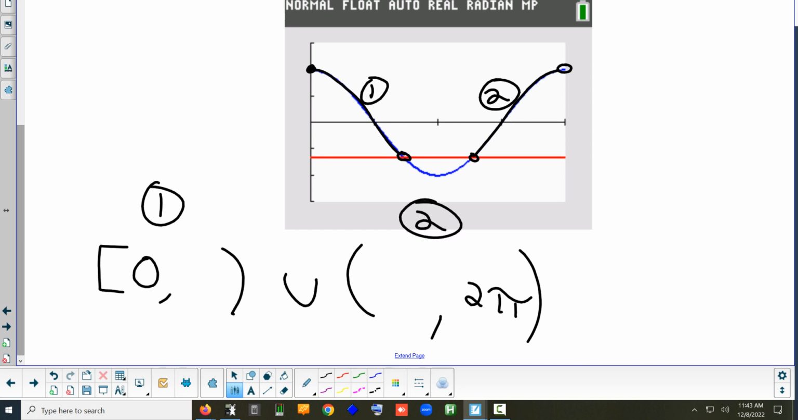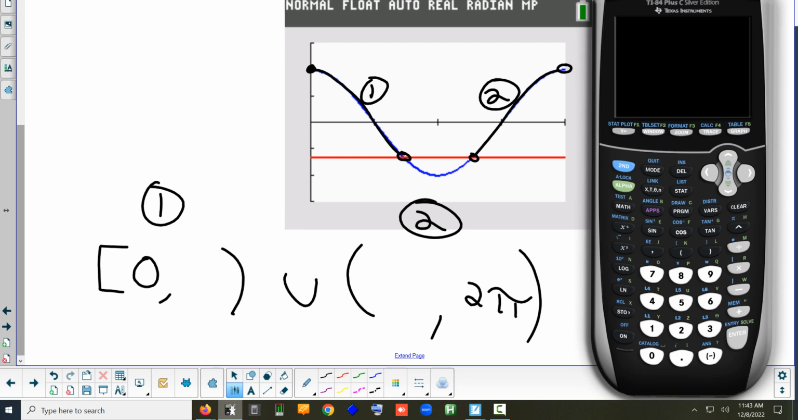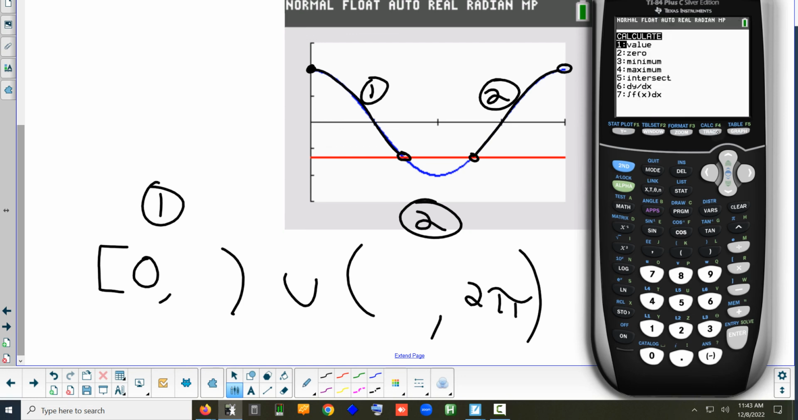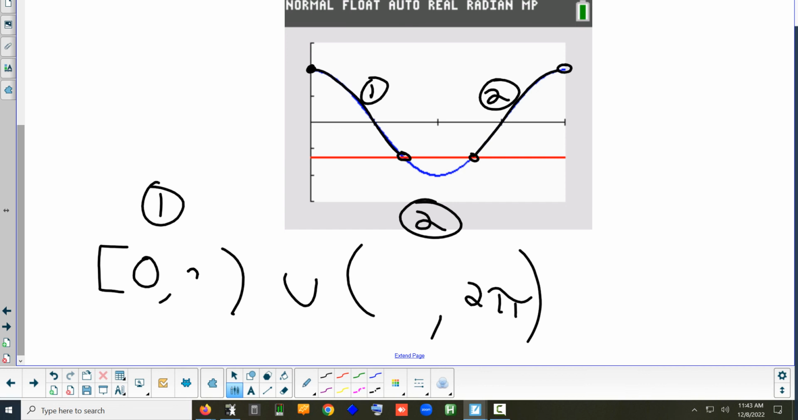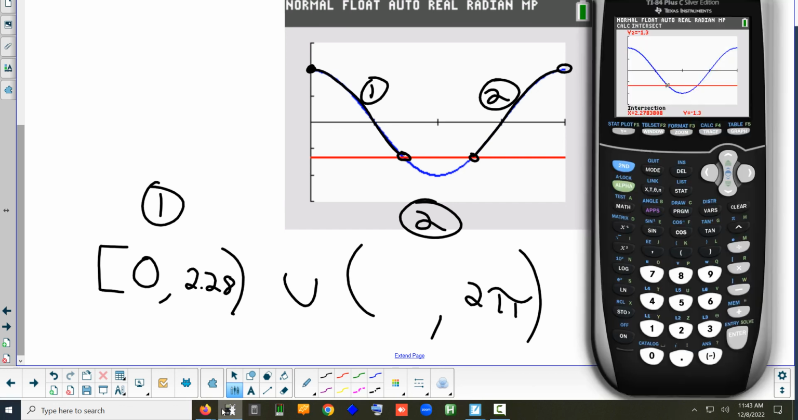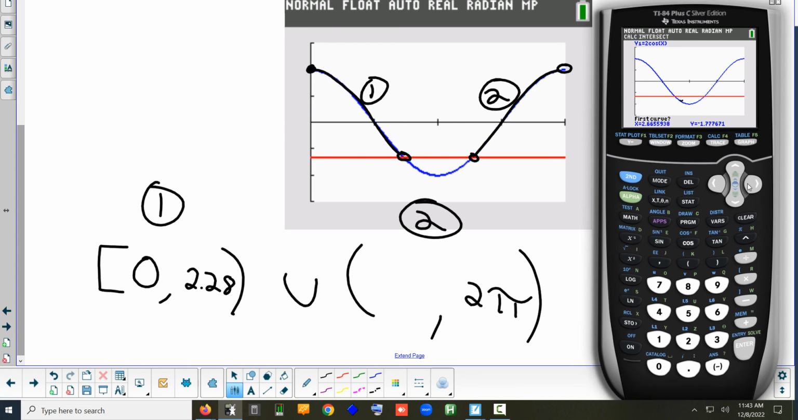How am I going to get my second x value? I need to intersect. Okay, second calc intersect. That should be okay. 2.28. All right, and how am I going to get my beginning x value for number 2? We'll do the intersect again. Second calc intersect. Well, that's almost exactly 4. 4.00.